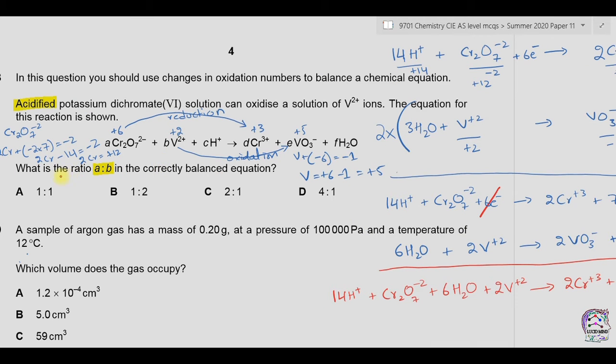Now in the question they have asked about the ratio A to B, which is between Cr2O7 and V+2. So the ratio of Cr2O7 to V+2 comes to be 1:2, and therefore the answer is B.